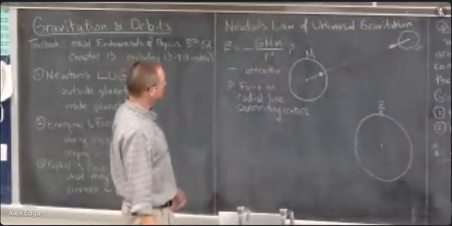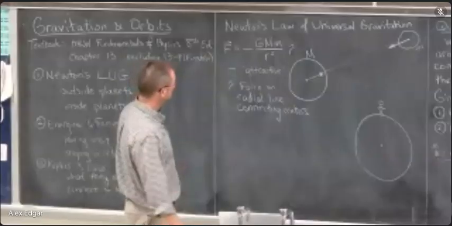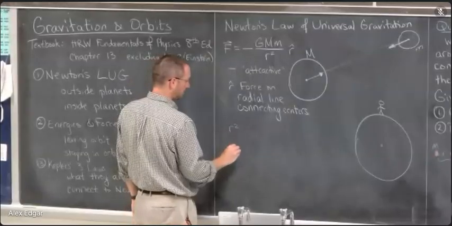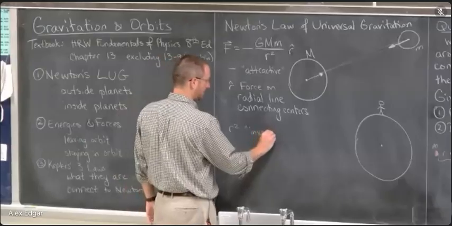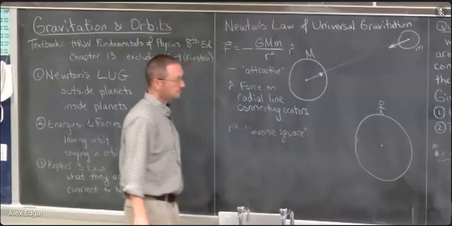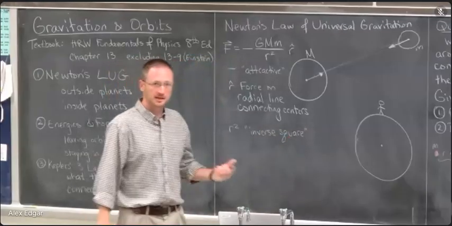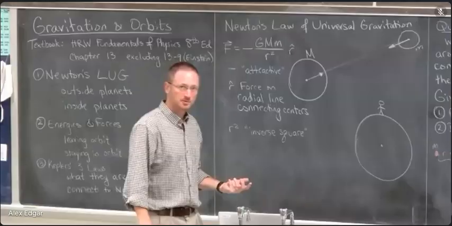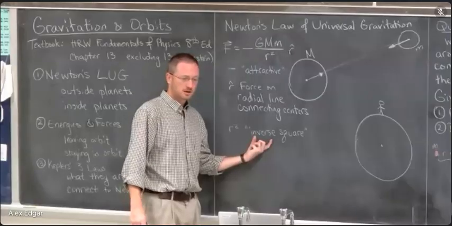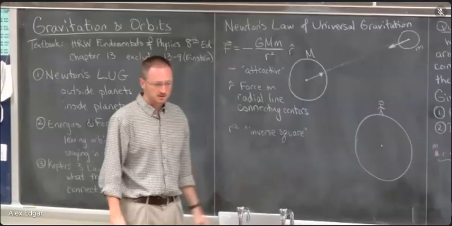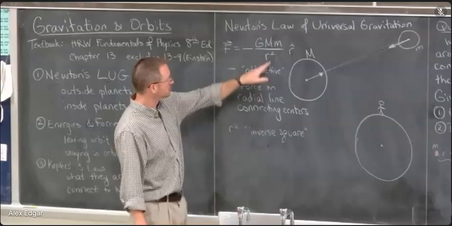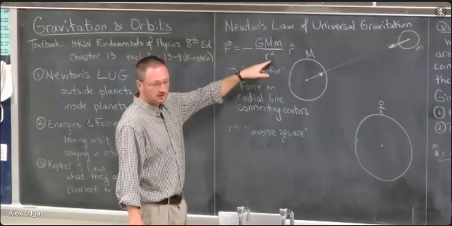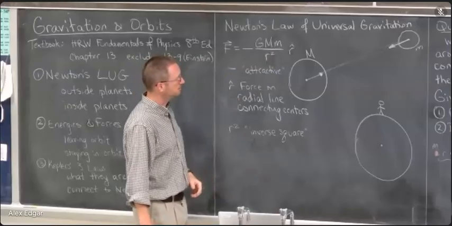Third thing of note is this r squared. This has a name. It's called the inverse square. As the distance between these planetary objects increases, the force is going to decrease according to the square of that distance. But it's never going to go to zero, because no matter how big this number gets, it is never actually going to get to zero. It will approach zero, but it will never actually get to zero.